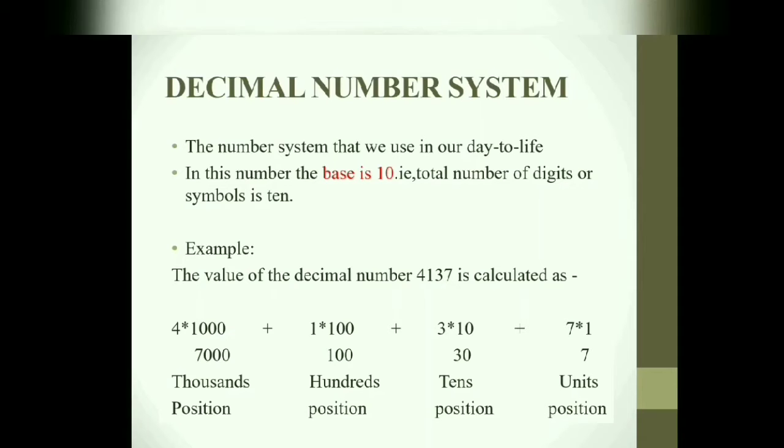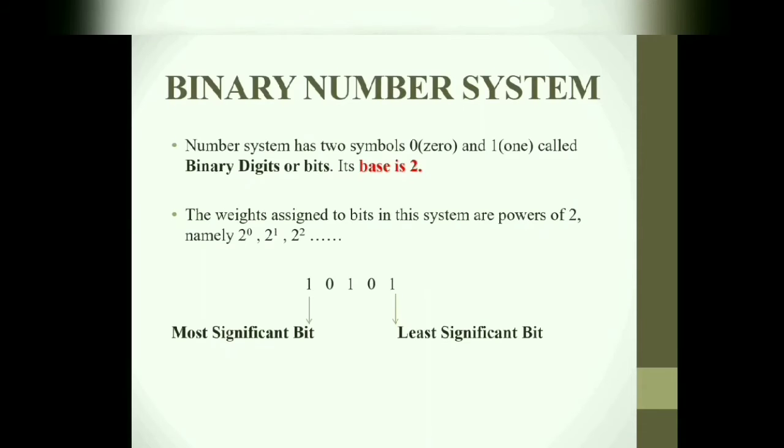Example, given a decimal number 4137, we assign weight to each digit. Weights are tens, hundreds, thousands and so on. After assigning weight to each digit, we multiply each digit by its weight and add all products to obtain the value of the number. Right? Next one, binary number system.